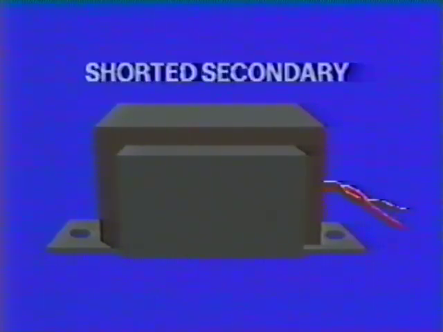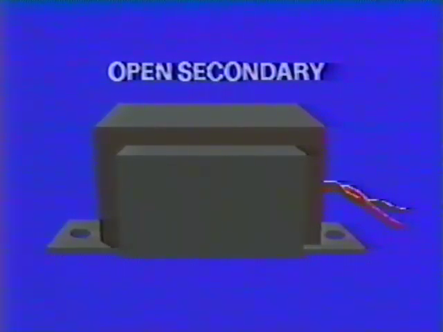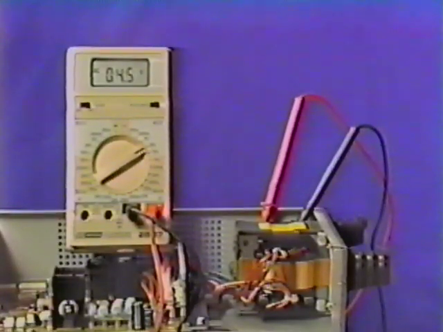Transformers generally fail in one of two ways. Either a secondary will short or a secondary will open. A shorted secondary will almost always blow the fuse. If it doesn't, the transformer will become very warm and begin to smoke and smell as the insulation around the windings melts. When a secondary opens, the supply that it drives produces no voltage. One of the first tests in a defective power supply should be of the transformer's outputs.